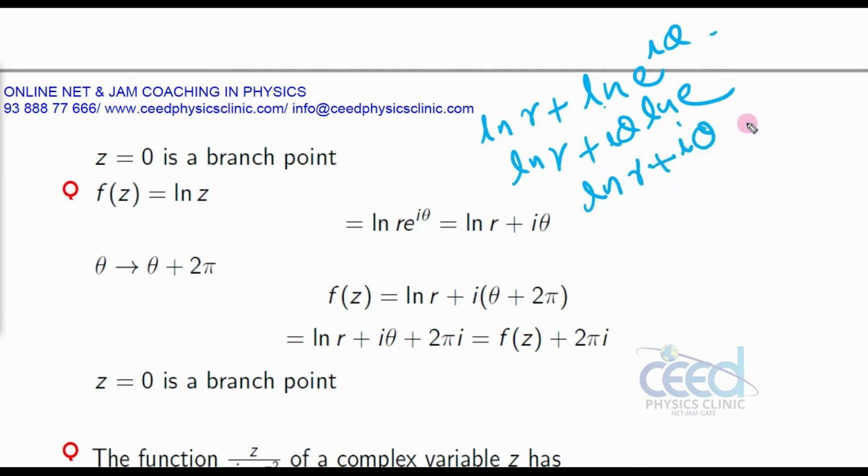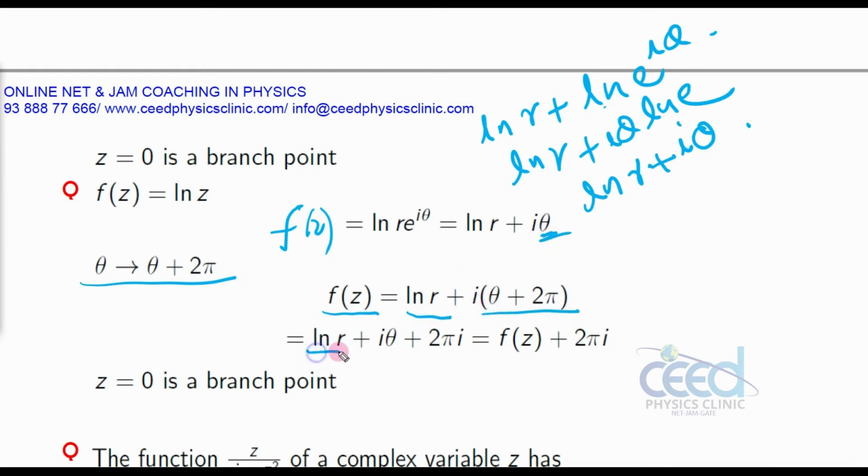Now what I am going to do is change theta to theta plus 2 pi. So this is our f of z, right? So f of z I am going to change as log r plus, replacing theta with theta plus 2 pi, right?